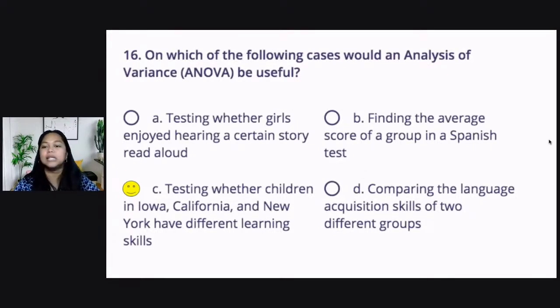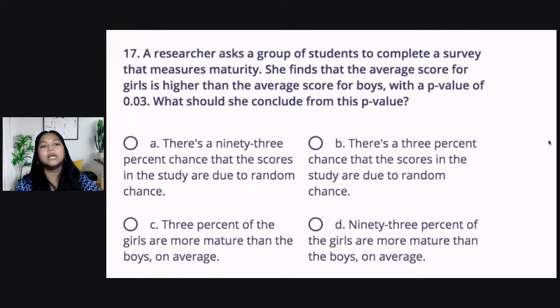So this would be a t-test here. Number 17, a researcher asks a group of students to complete a survey that measures maturity. She finds that the average score for girls is higher than the average score for boys, with a p-value of 0.03. What should she conclude from this p-value?